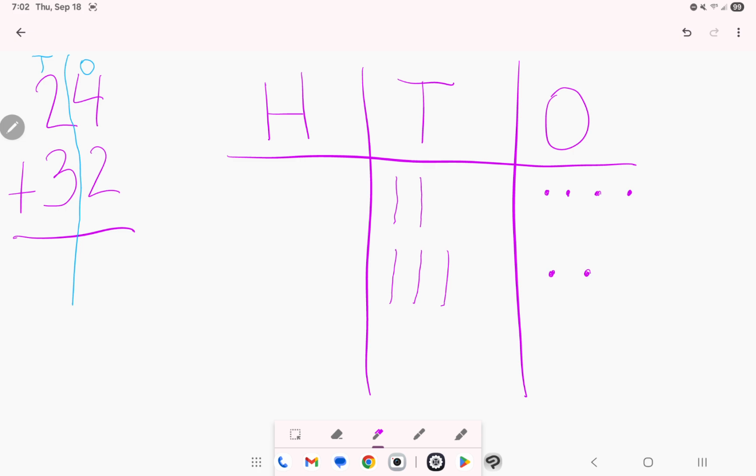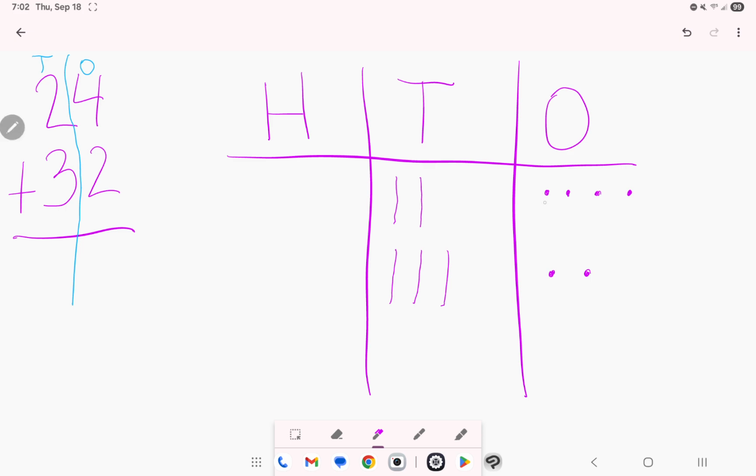Now, when we're adding, we always start in the ones place. A lot of friends are going to be tempted to start in the tens place. But that is not a good thing for when we start regrouping. They need to start in the ones place and work their way to the left. So we're going to start in the ones place and we're going to figure out how many ones we have when we're combining, when we're adding these two numbers together.